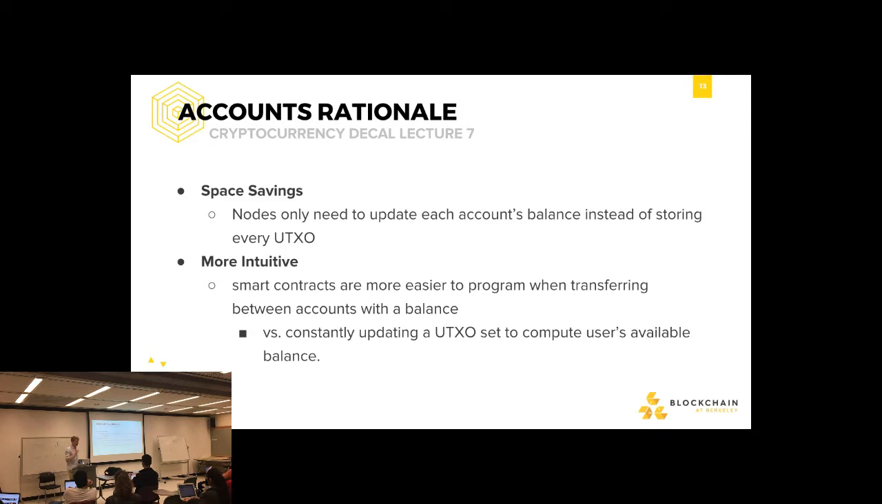It's also just more intuitive when you're writing a smart contract. It makes more sense to people to write "send money from Alice to Bob" as opposed to gathering up some dynamically changing set of UTXOs that Bob owns and then sending that to one of the addresses that Alice owns. That's hard to program easily.